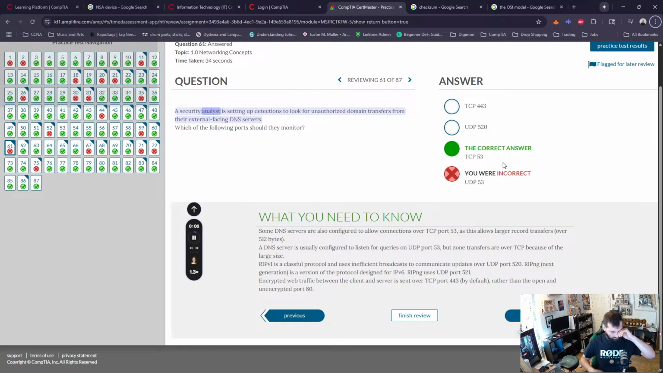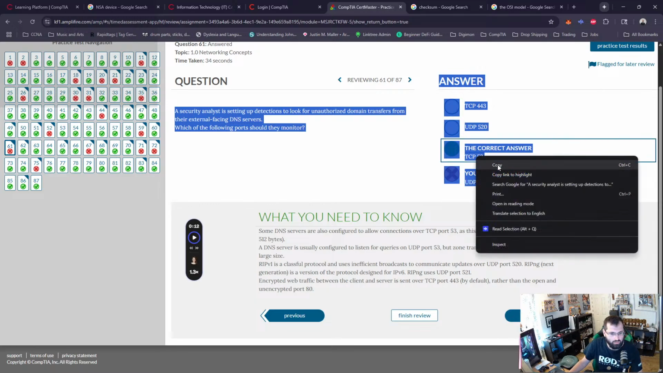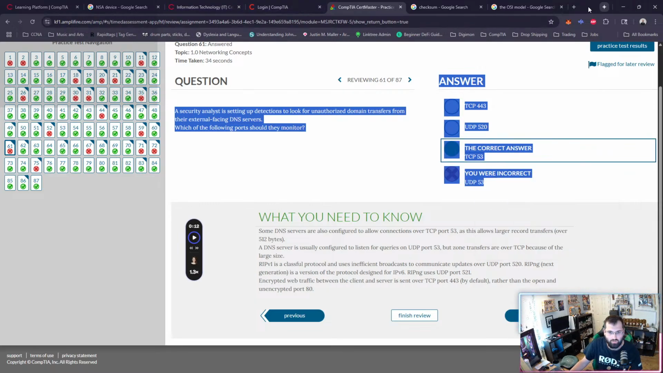A security analyst is setting up detections to look for unauthorized domain transfers from their external-facing DNS servers. Which of the following ports should they monitor? All right. So this is the one that has a lot of discrepancies.